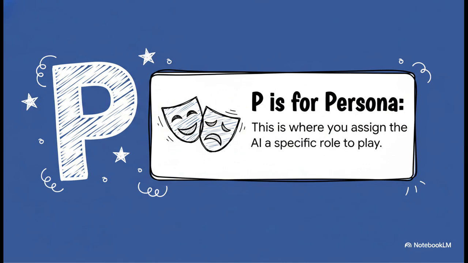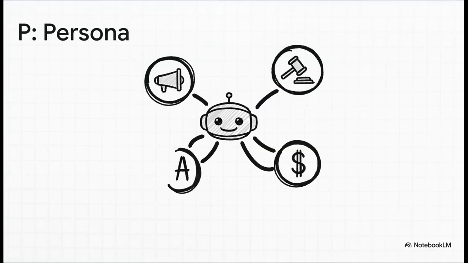Next up in SPEC, we have P, and P is for persona. I want you to think of yourself as a movie director for this part. Your job is to assign the AI a role. Don't let it just be a generic chatbot. Tell it to be a creative marketer, or a sharp-eyed financial advisor, or even a cautious lawyer. You're the director, so you tell it who to be.